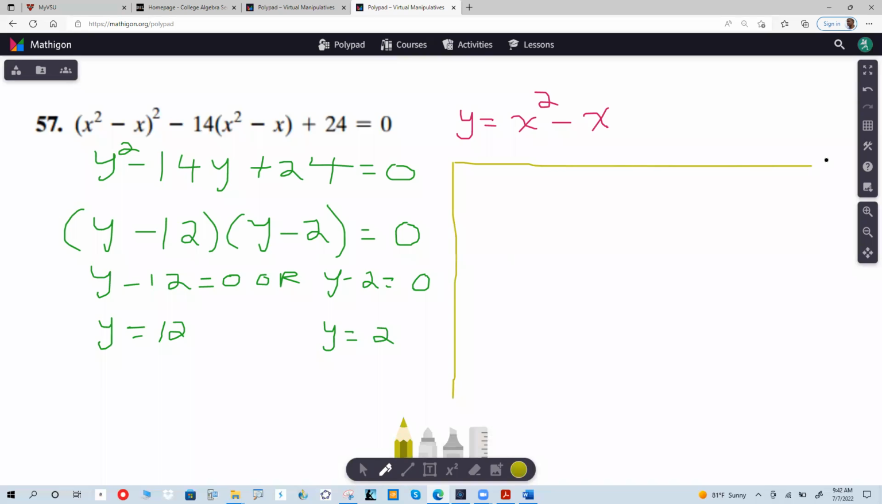Now, the question wants me to find x. If y is equal to 12, I'm going to say y equal to 12 implies, you can put an arrow, x squared minus x is 12. It's a little bit of work, guys, so I may have to scroll down. Now look here, what we ran into: another quadratic equation, and yes, we have to take the time to solve it.